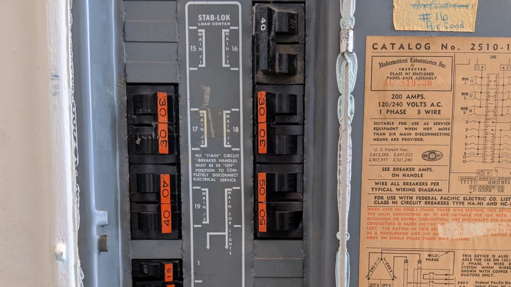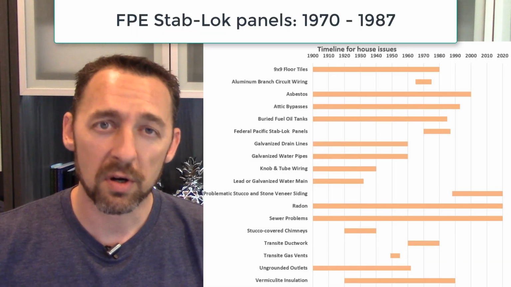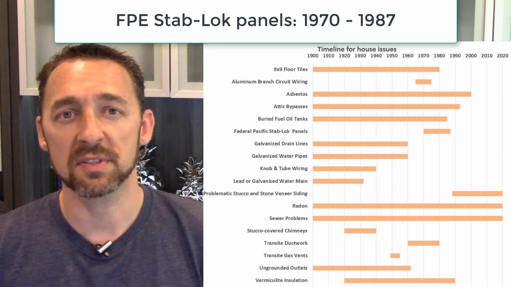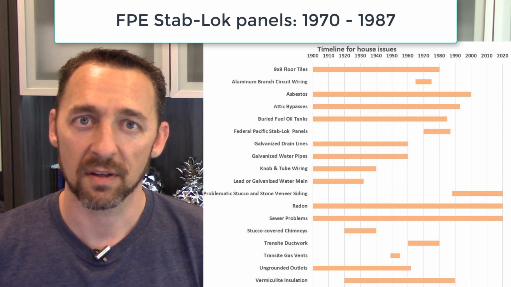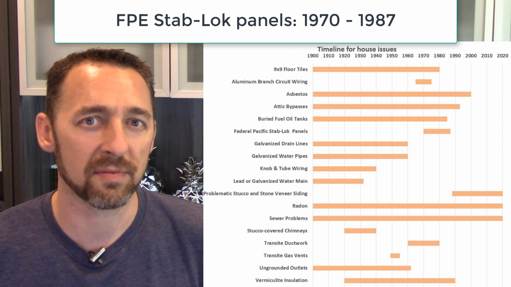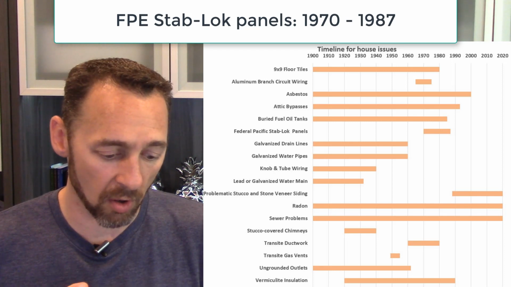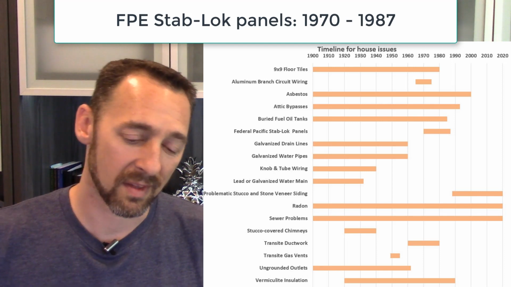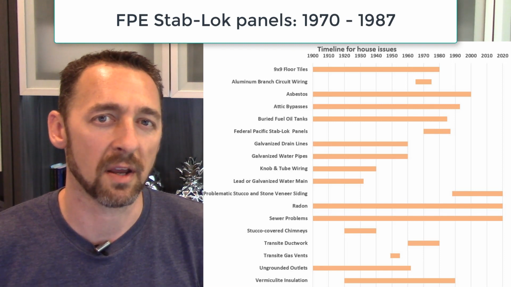Next would be Federal Pacific Electric Stab-Lok panels, or FPE panels. I searched the last 100 FPE panels that my company has found, and 80% of those homes were built in the 70s and early 80s. That's the most prevalent time to find these, is 70s and early 80s. However, we found them in homes dating all the way back to 1925. So there's a big range in age, but most of them is going to be 70s and 80s.